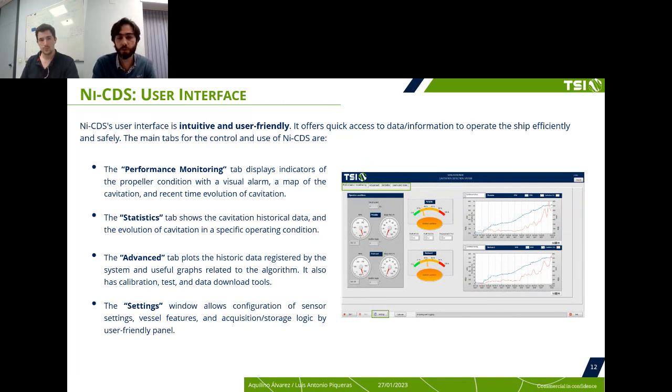records, I want to go through the user interface directly, especially two specific areas of the system, which show the performance of the propeller, and then some advanced settings. Next, please.